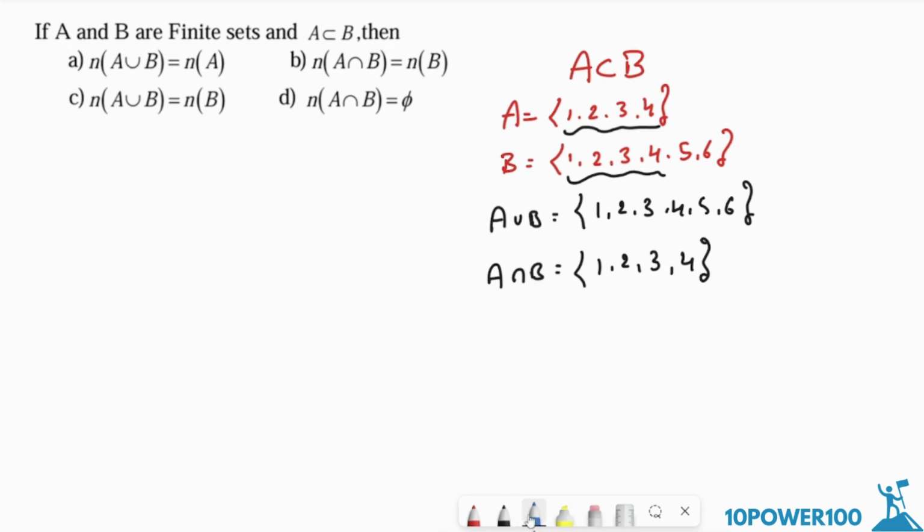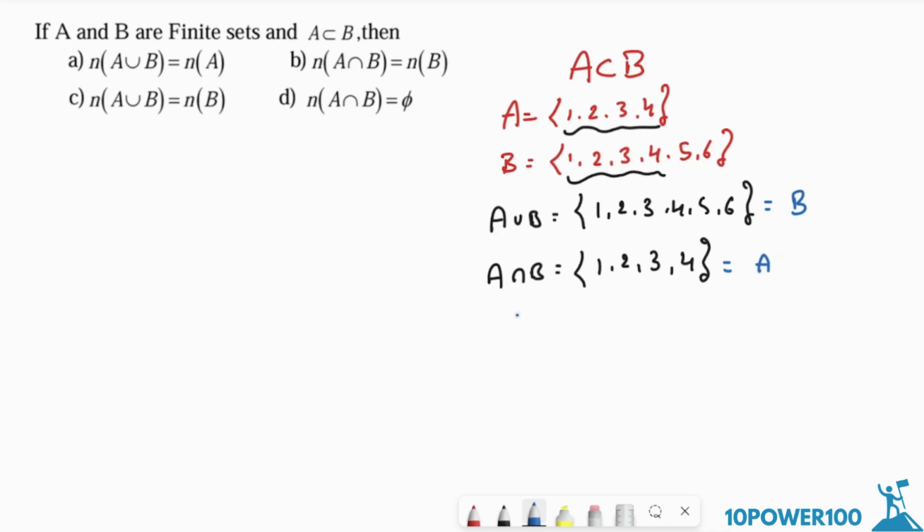Now, if you write the general formula for this, look at A union B. What is A union B? It is 1 to 6. And if you observe, even the set B is actually the same. So, A union B can be taken as set B, right? Set B. And A intersection B is nothing but 1, 2, 3, 4. It is equivalent to set A. We can write it as set A.